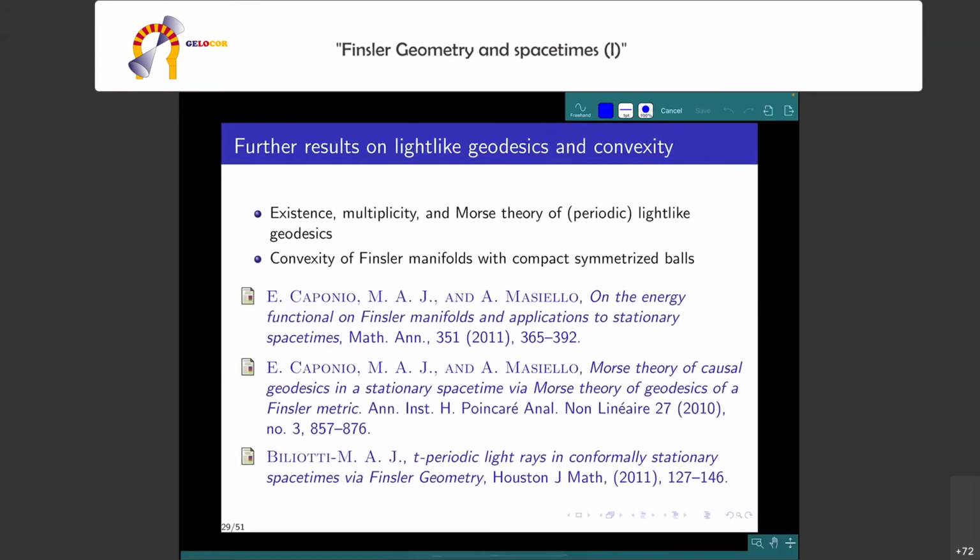Well, you can give a lot of results about the existence and multiplicity, Morse theory, of light-like or periodic light-like geodesics. And this is also a consequence of this interplay. I think that it was in this paper here that we proved that if you assume compact symmetrized balls, which is the same as saying that the intersections of the backward and forward balls are precompact, then the Finsler manifold is convex. Okay, and this is very nice. Probably nobody thought that something like that could be possible because nobody tried to prove it before.